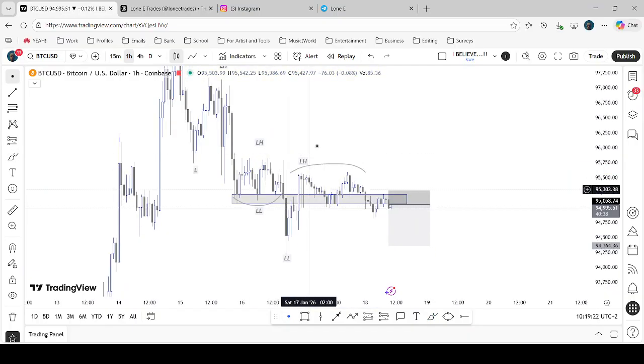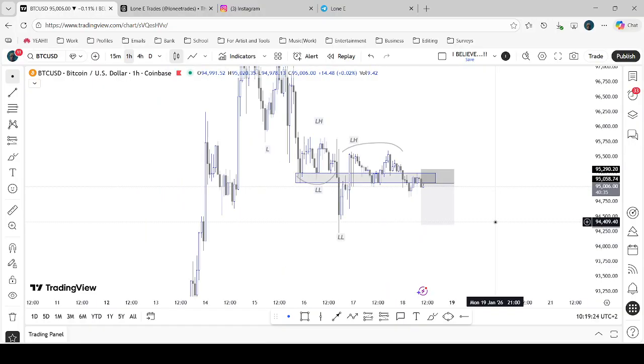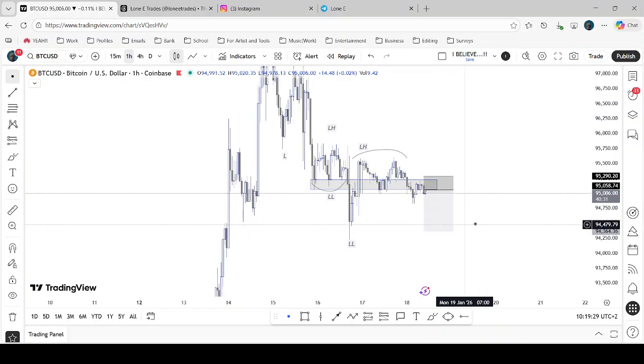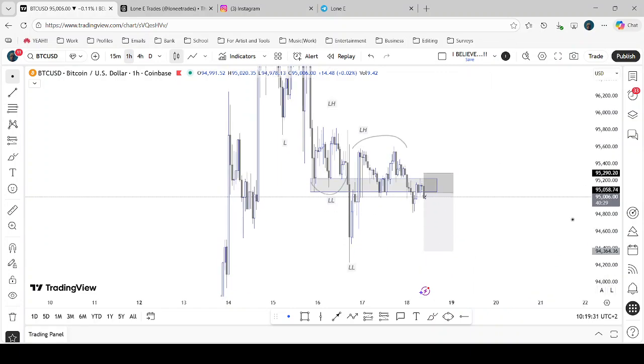After this lower high, what are we expecting? We're expecting a lower low. So right now I'm currently in this trade. I'll update you on what is happening.